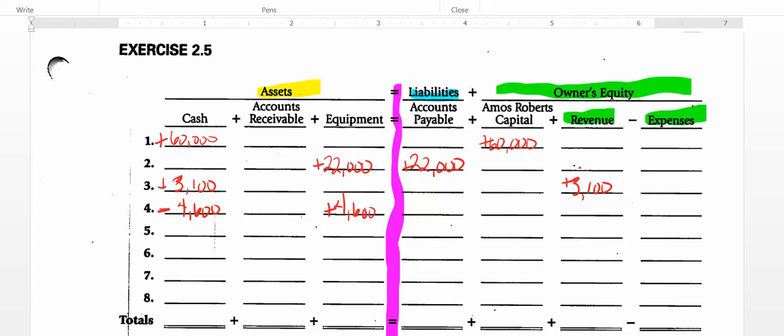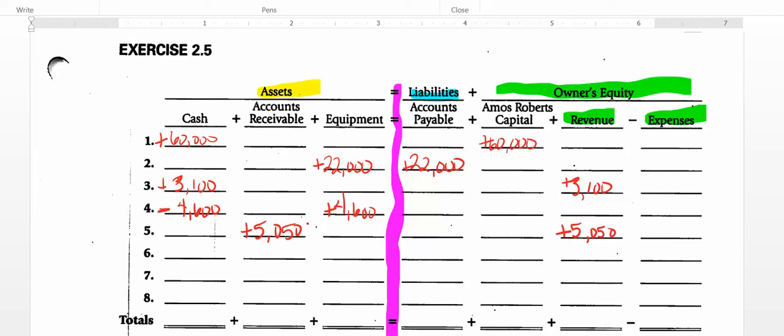Number 5 is performed services for $5,050 on credit. So we performed a service, that's a revenue, $5,050. That is adding to our revenue. And our customers are paying us later. So when customers owe us, that's accounts receivable. That is still an asset. We did perform the service, the money's going to come, so we count it as an asset.